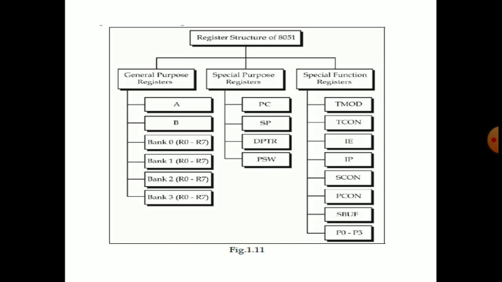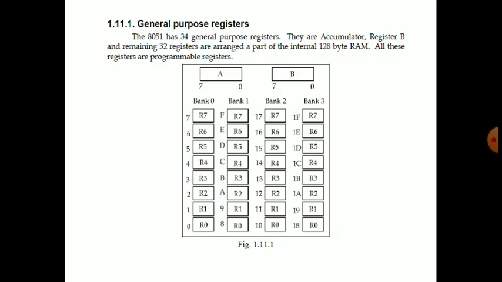So we have seen only these 2 sections, right? General purpose register and special purpose register. We will see these special function registers in tomorrow's class. In the general purpose section we have 32 general purpose registers. This can be a direct question in your competitive exams or in the interview sections.